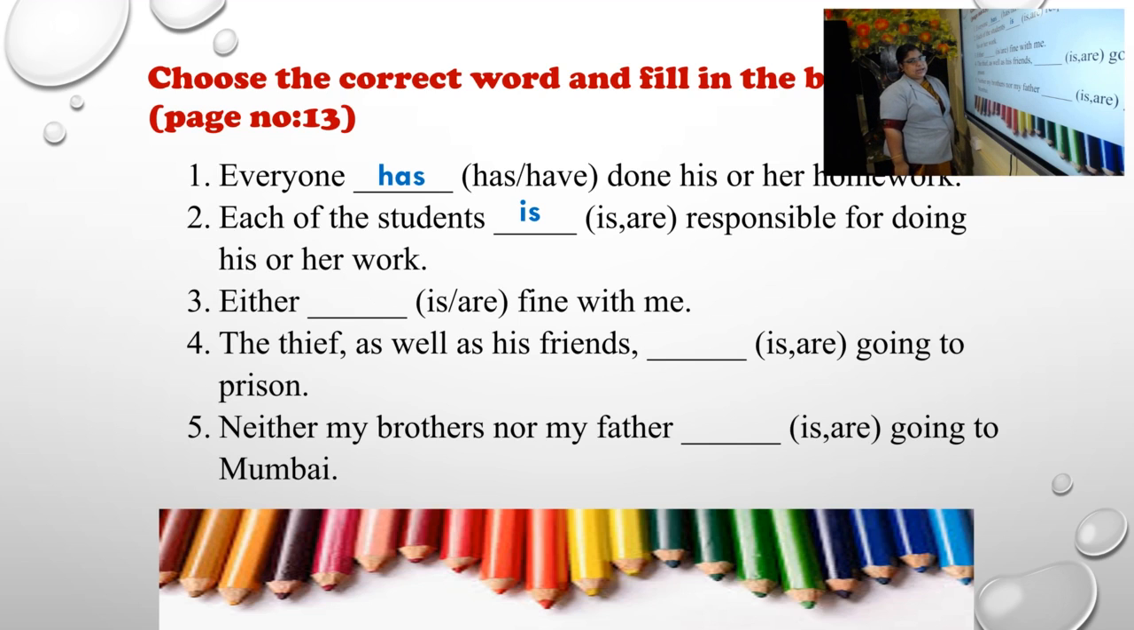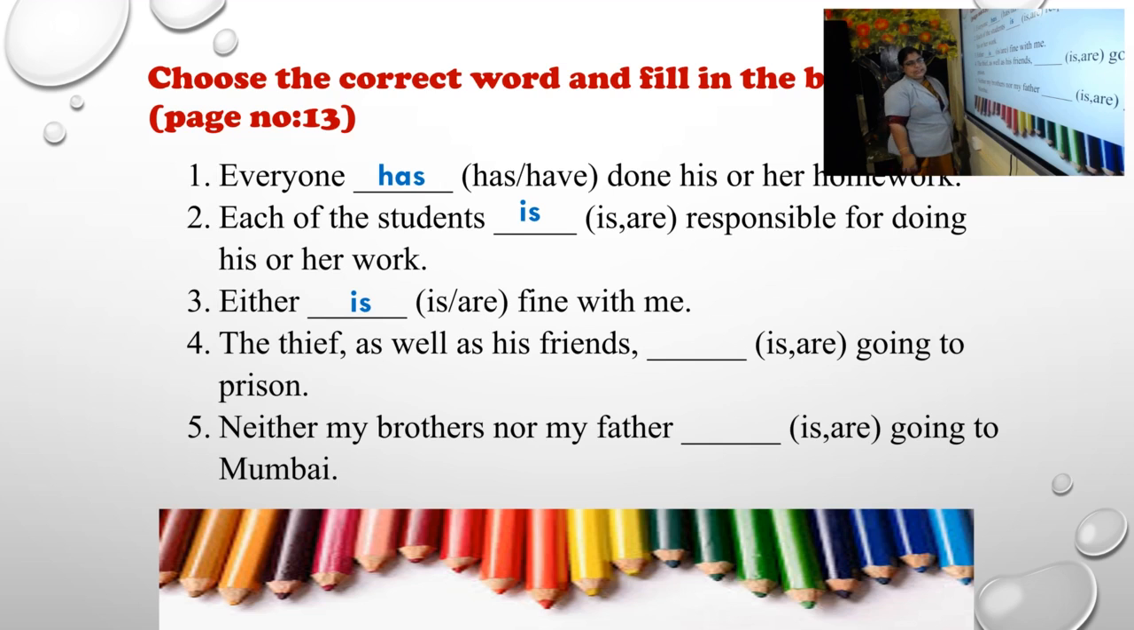All of you finish writing till there? Can we move to the third one? Just you try to write by yourself. Remember, check from your mind whether either is considered singular or plural. Yes, you are right. Either is considered as singular. So the verb answer is: Either is fine with me.